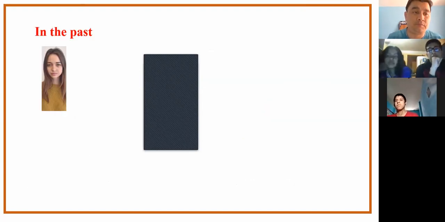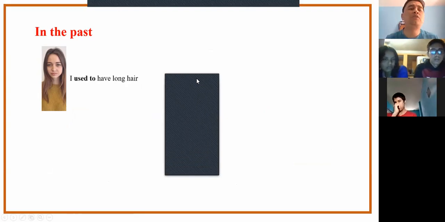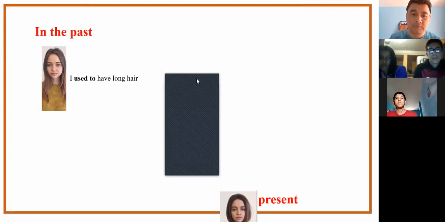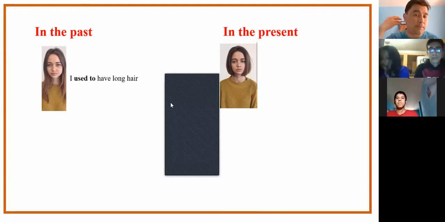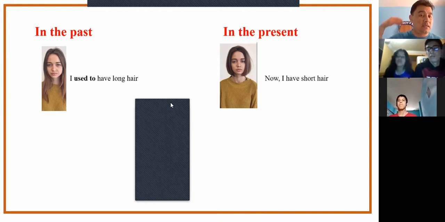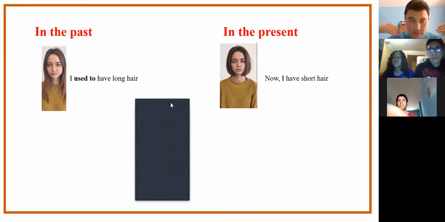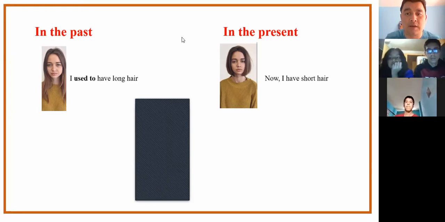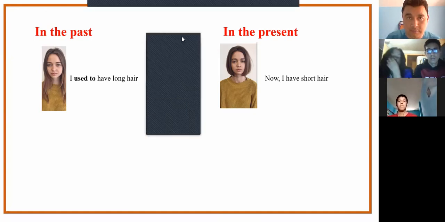I'll give you another example. For example, this girl in the past, you see, I used to have long hair, correct? In the past, long hair, como el de Meilín, long hair. In the present, you see the present? Now I have short hair. You see the difference? In the past, long hair. In the present, short hair. Good. Used to in the past, not anymore. Now in the present, I have short hair.